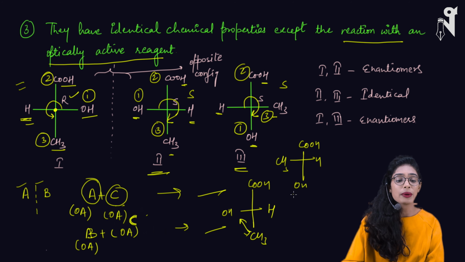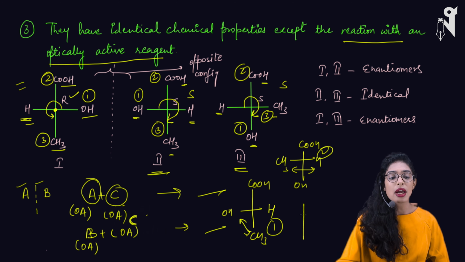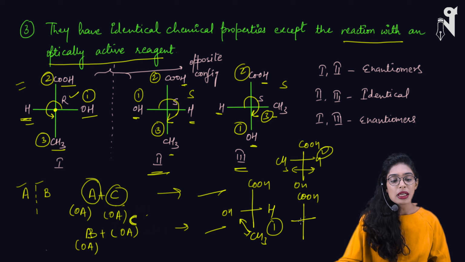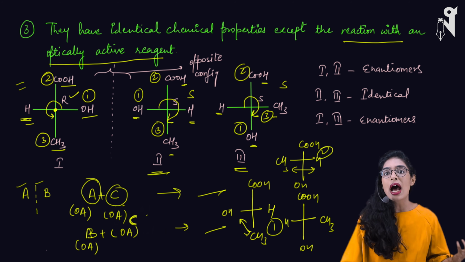Right? So now we do one more switch, between CH3 and hydrogen. So two switches have happened, one switch here and a second switch here. Now the compound becomes COOH, H here, CH3 here, and OH here. Two switches mean the configuration must not change. That's what we understood in R and S also.